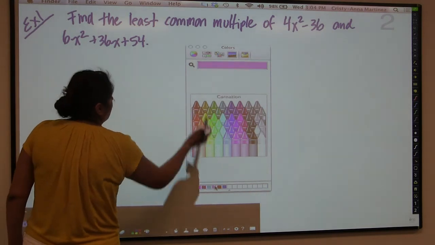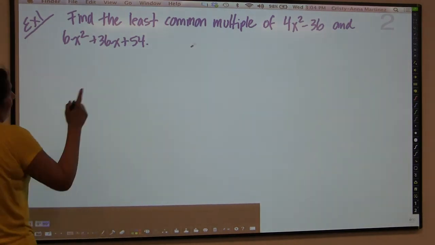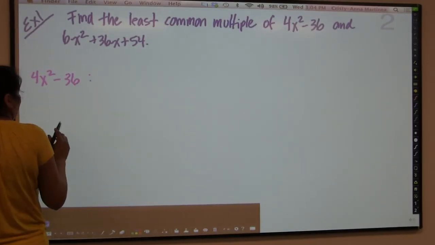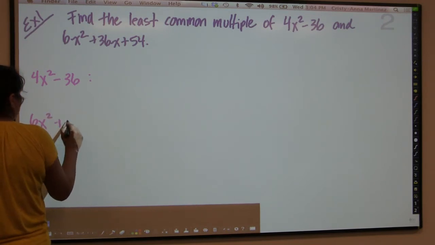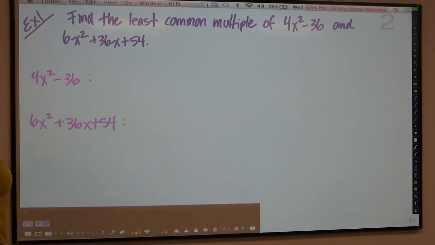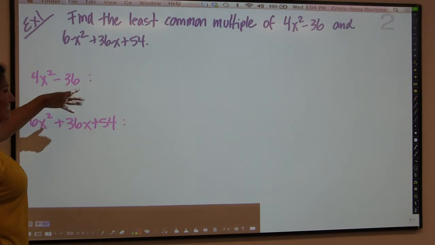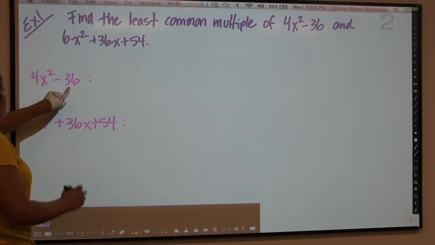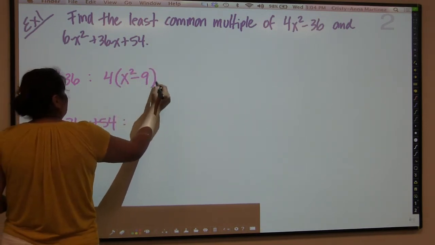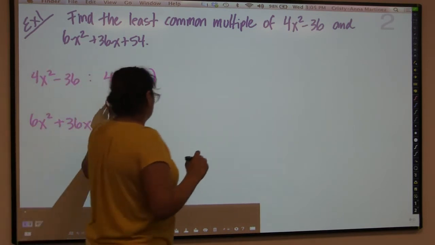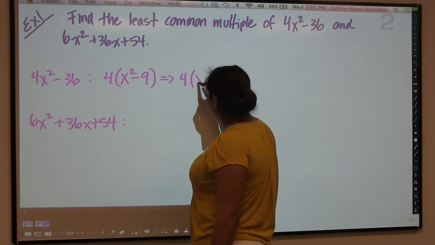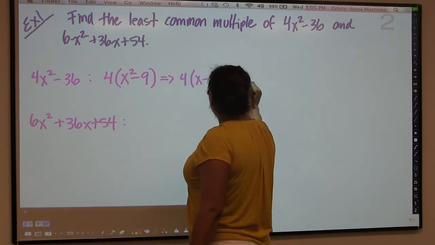So in this case, the first factor is 4x squared minus 36, and the other one is 6x squared plus 36x plus 54. And the first thing we can tell about these two terms is that we have to factor them. So the first one has a 4 in common. So I take the 4 out and I get x squared minus 9. And then this is still a difference of two squares, x squared minus 3 squared. So you get the final factorization as 4 times x minus 3 and x plus 3.